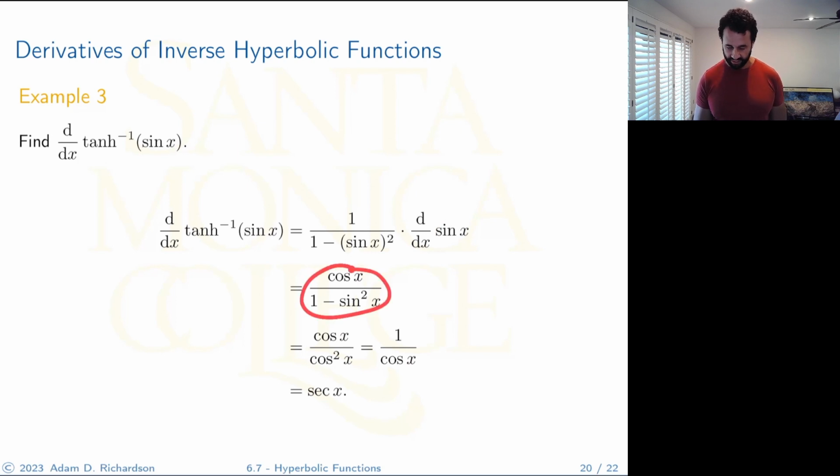So we have cosine x over 1 minus sine squared x, but using the Pythagorean identity, 1 minus sine squared of x is just cosine squared of x. So we get cosine over cosine squared, which is 1 over cosine, which is equal to secant. So it turns out the derivative of this is secant x. Not too bad.